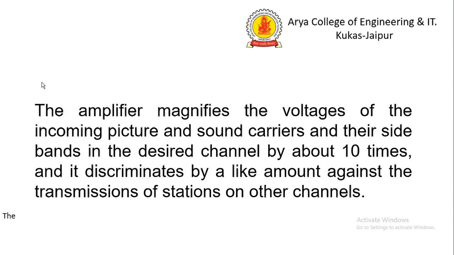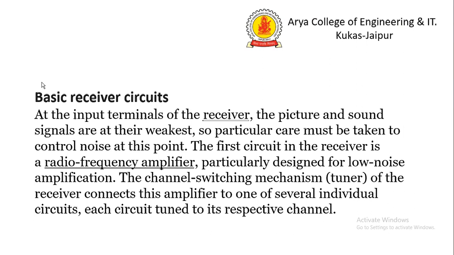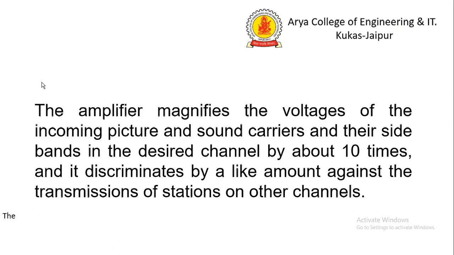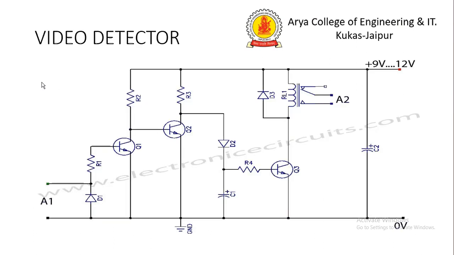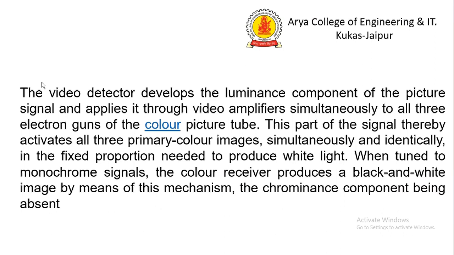So, in this slide, the basic receiver circuit has been totally discussed. The amplifier magnifies the voltage of the incoming picture, and this is the complete video detector circuit diagram. The video detector develops the luminance component of a picture signal and applies it through video amplifiers simultaneously to all three electron guns of the color picture tube.